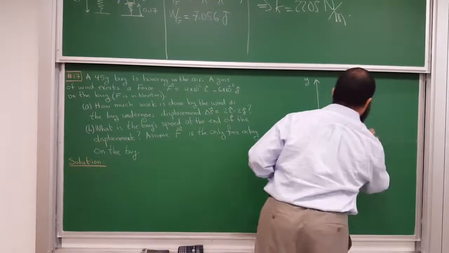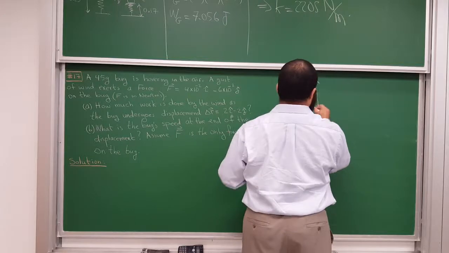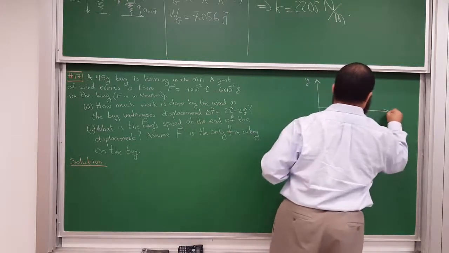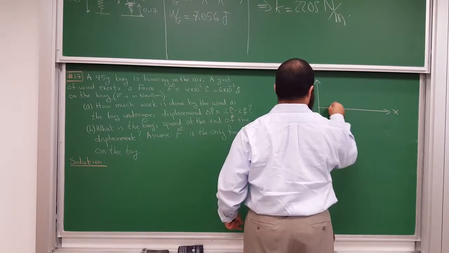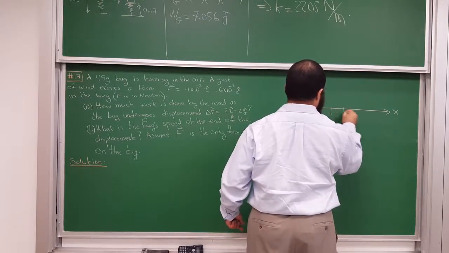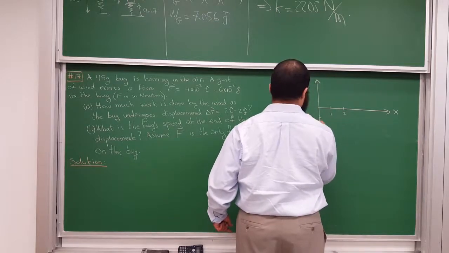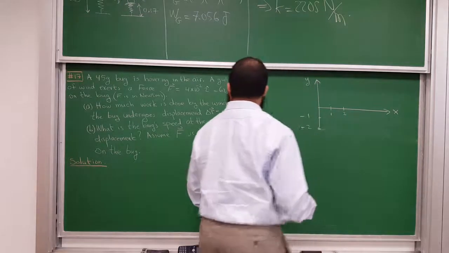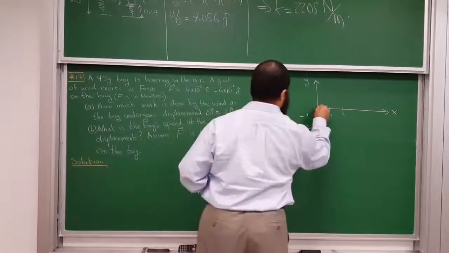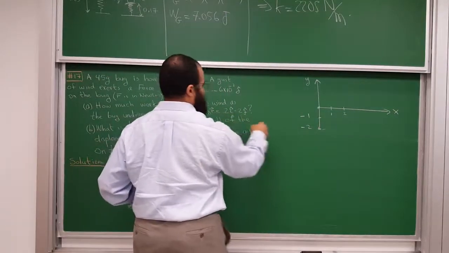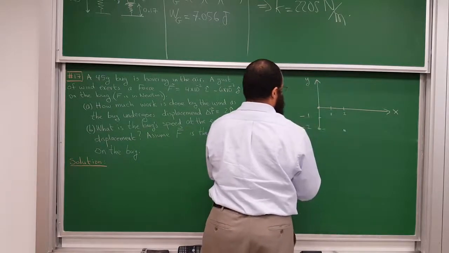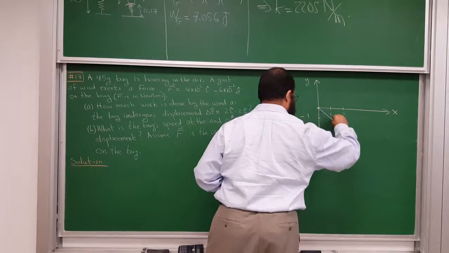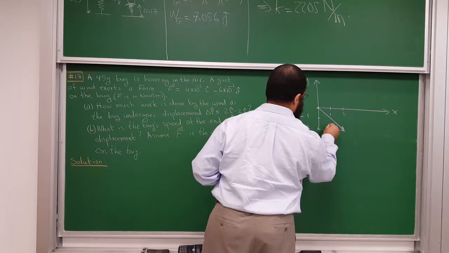So let me draw my x-axis here, this way. This is x. This is y. So I have 1, 2, 1, 2, and then minus 1 and minus 2. So the bug was originally here, and then at the end it's at 2 i hat minus 2 j hat. So 2 along the x and minus 2 along the y. So this is the displacement of the bug, delta r.